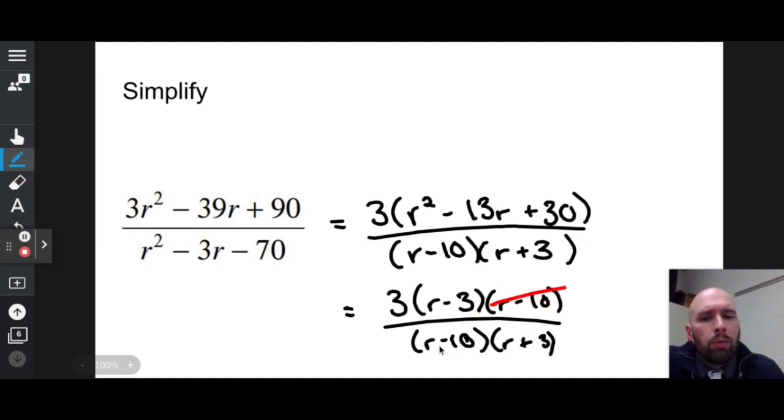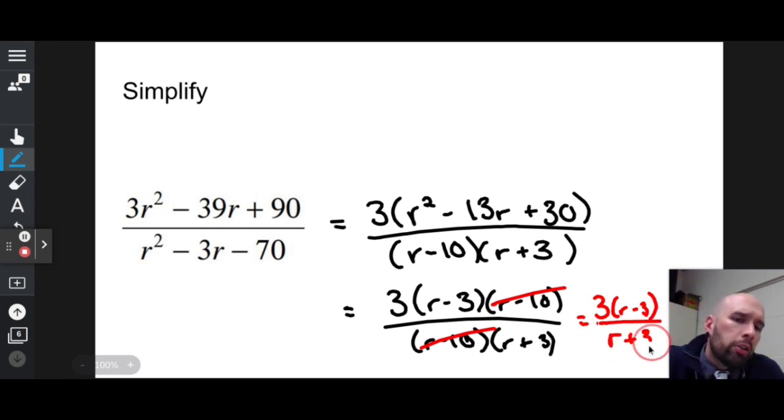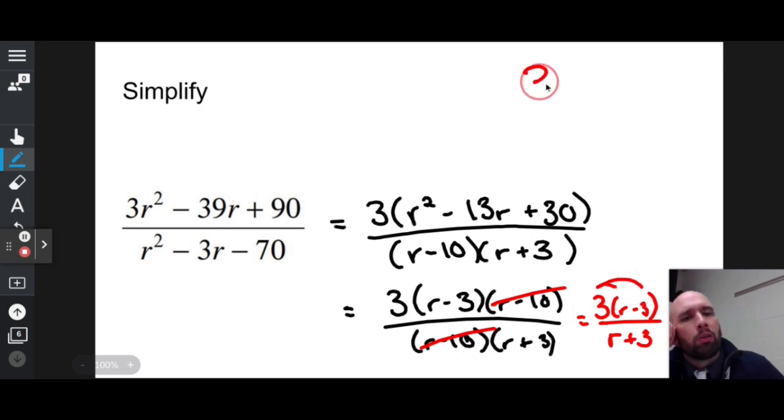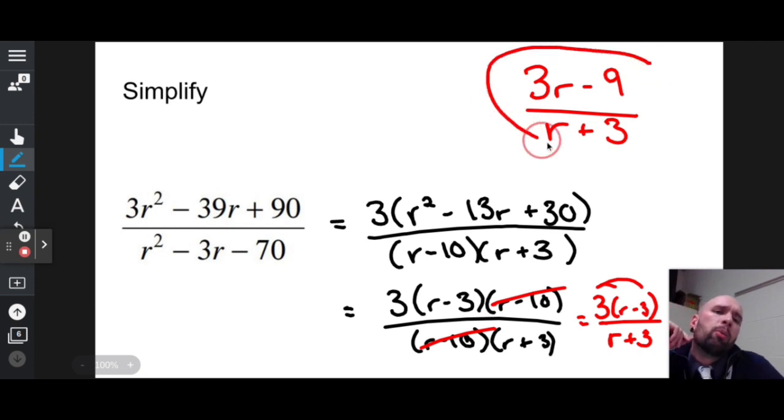You cross out. Now I have 3 times r minus 3 over r plus 3. And if you're thinking, let's cross out the r's, you can't. What I can do is distribute that back to get 3r minus 9 over r plus 3. And even though you see a lot of similarities between these, you can't do any more with that.